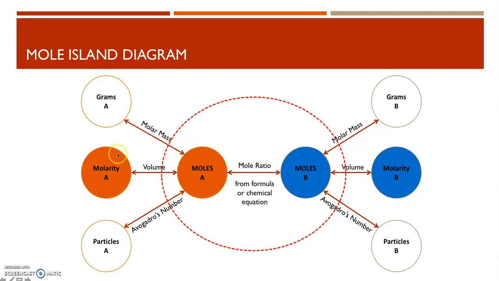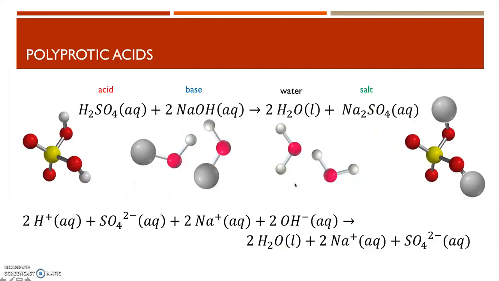You cannot do a stoichiometry problem without going to moles and then using the chemical equation to do a conversion in moles. You cannot go directly from molarity to grams or from molarity to particles on the other side. You have to go to moles first and then convert between moles. So let's try another problem.